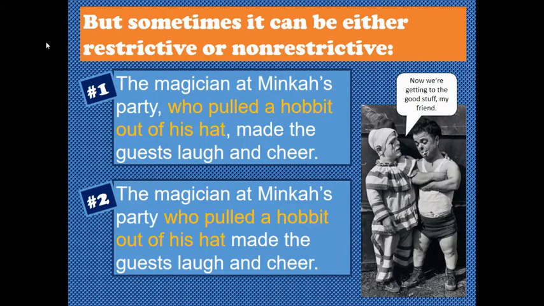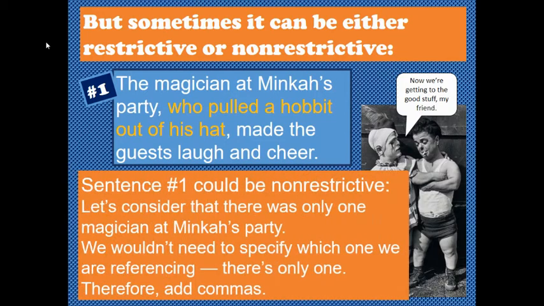Cool. All right. So sometimes it can be either restrictive or non-restrictive. Sometimes you can get away with either one, but it changes the meaning. So if we go back to that worksheet we had yesterday, if I say, the magician at Minka's party who pulled the hobbit out of his hat made the guests laugh and cheer, let's talk about that. Well, if I put commas around that, it could be non-restrictive. Let's consider that there's only one magician at Minka's party. So we wouldn't need to specify which one we're referring to. There's just one magician walking around. So therefore we'd add commas.